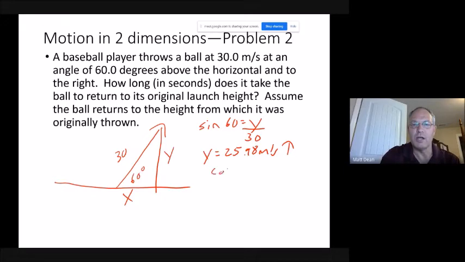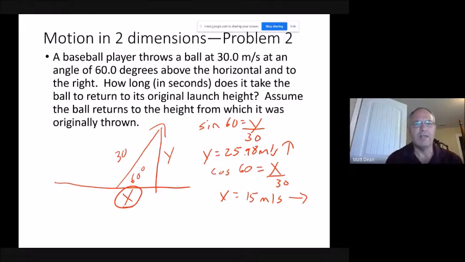We're also going to go ahead and solve for the cosine, solve for the horizontal component. So cosine of 60 is equal to the adjacent side, x, over 30. So the cosine of 60 is 0.5 times 30. We end up with an x velocity of 15 meters per second, and that is to the right.